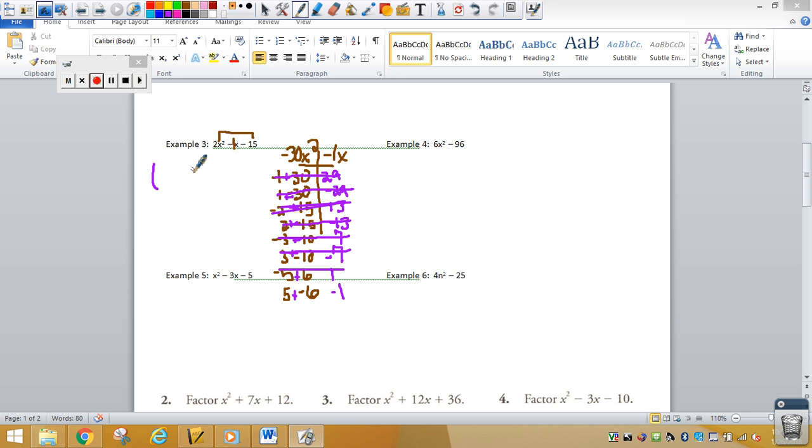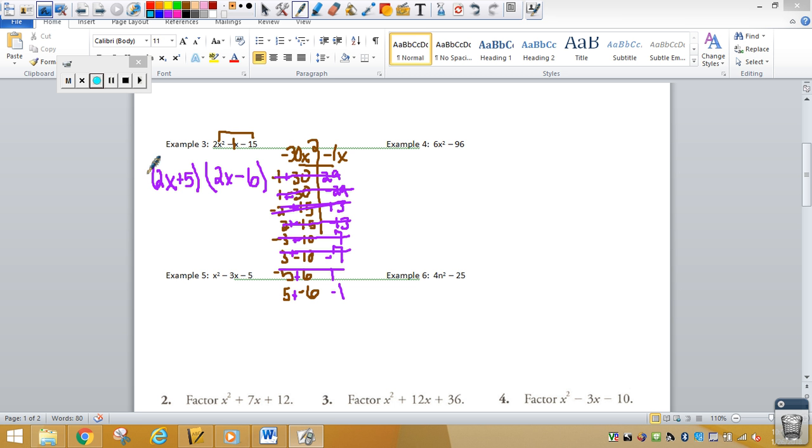So, let's do our parentheses. Remember, step 4 said that if there was a coefficient, you put it in both. So I'm going to put a 2x in both of them. A 2x here and a 2x here. And my answers were a positive 5 and a negative 6. And then we always have to reduce.